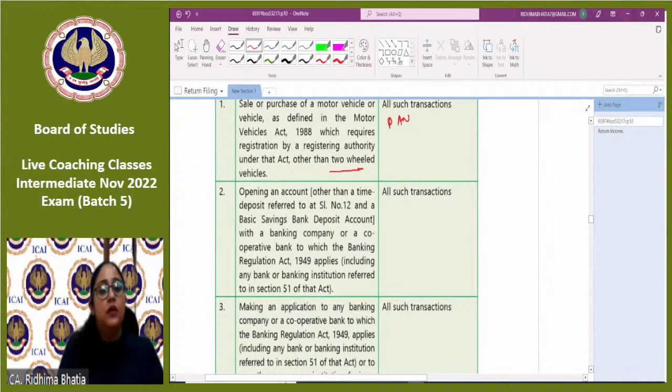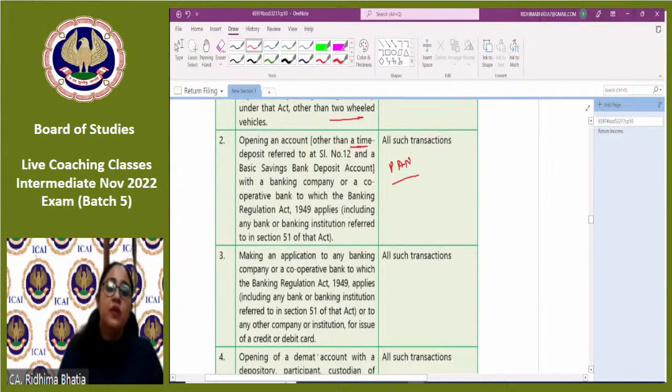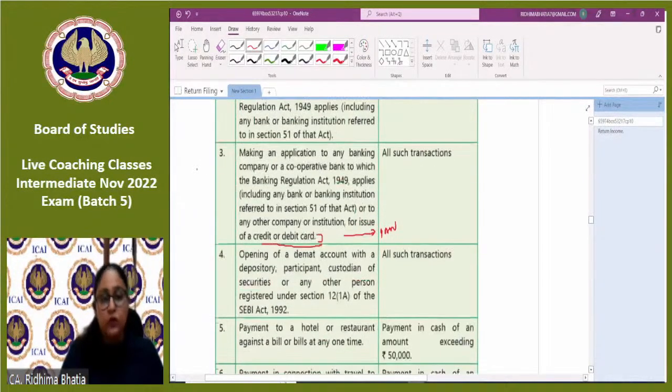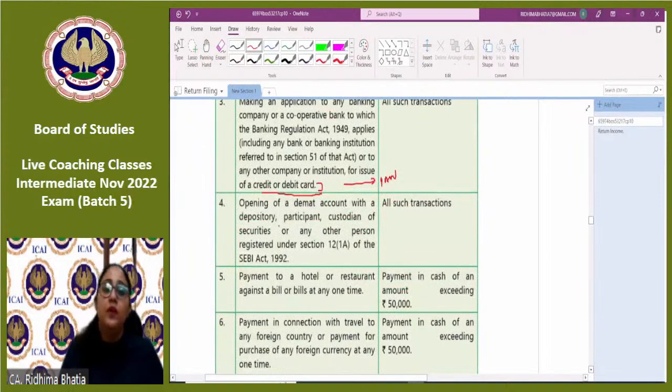If you open an account other than an FD account or a basic savings bank account, then in that case you have to tell your PAN number. If you're making an application for issue of a credit or debit card, for that also you need a PAN number. So from now on, if you go and apply for a credit card, first think whether you have a PAN number or not. Or a debit card, you need to have a PAN number. If you want to open a demat account, for that also you need to have a PAN number.